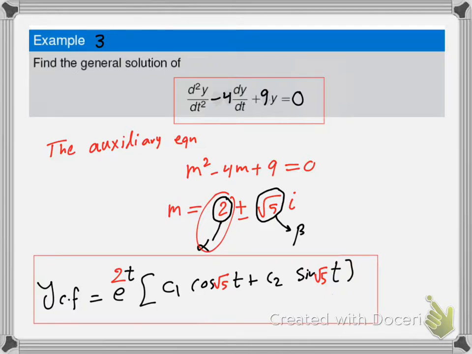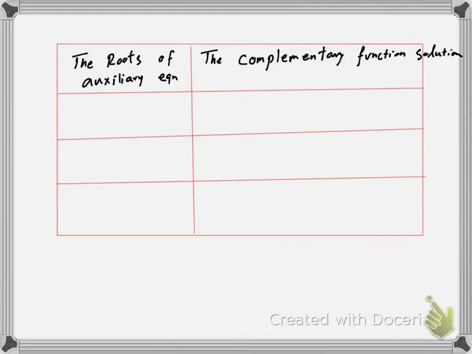Then the conclusion: if the roots of the auxiliary equation are different, suppose, at that time the complementary solution will become C1 multiplied by an exponential and C2 multiplied by an exponential. The powers of those exponentials will be 2t the first time and 3t the second time.